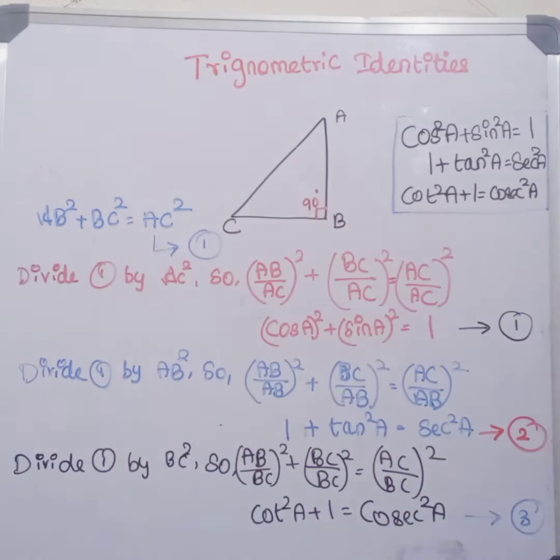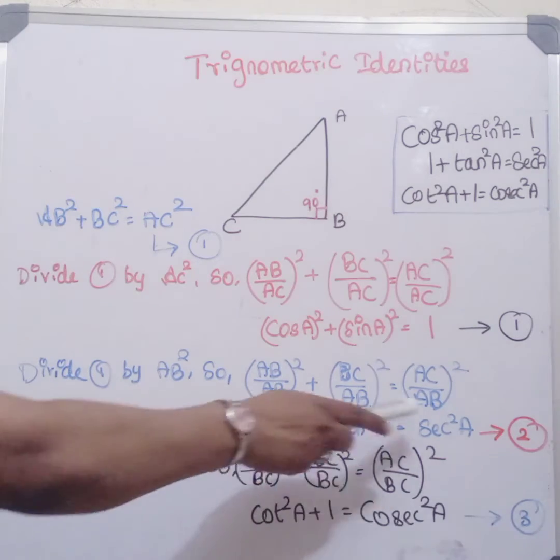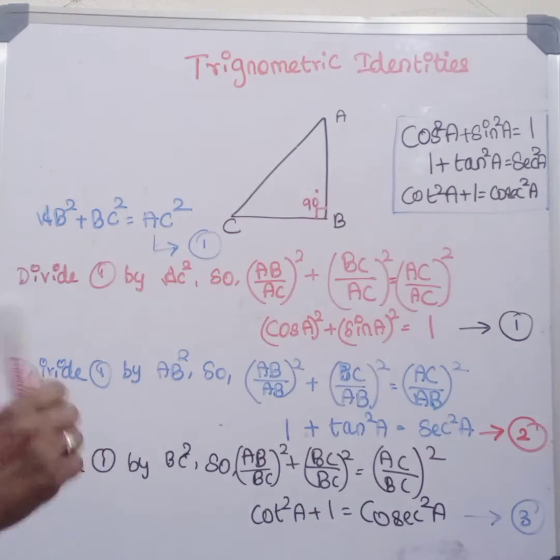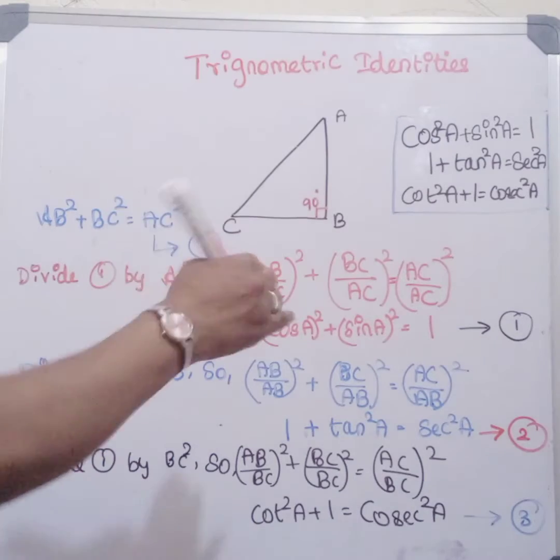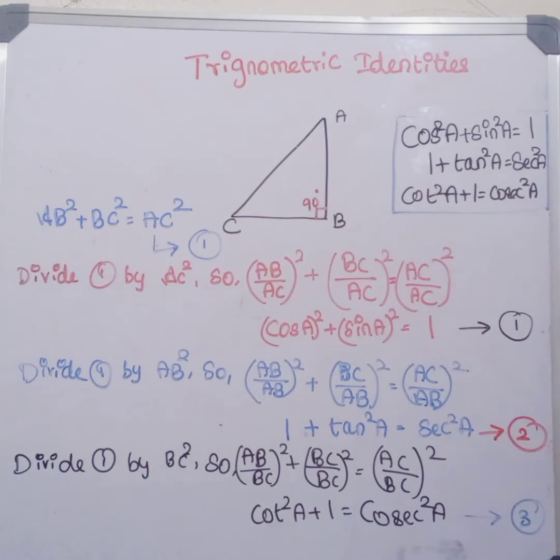This is the second identity. Whenever we get complicated sums in terms of tan and secant, we can substitute this identity. If it is similar, we can substitute and simplify the equation.